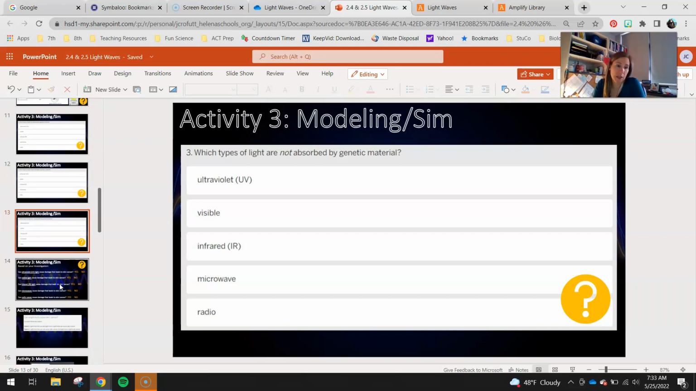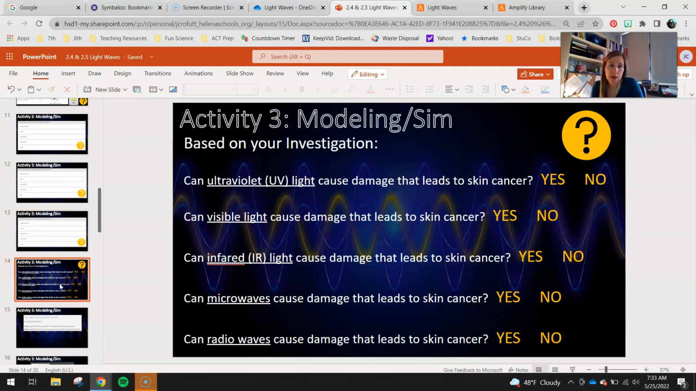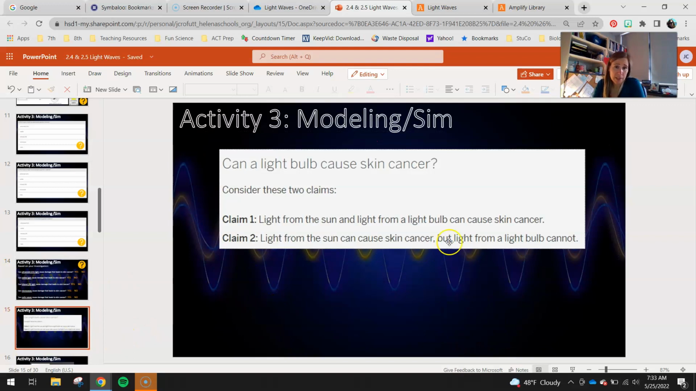Okay, and then a couple more things. Based on your investigation, can ultraviolet light cause damage? Yes or no? Can visible light cause damage? Yes or no? Can infrared, can microwaves, and can radio waves cause damage? Yes or no? Okay, so then finally a little bit more to the sim. Can a light bulb cause skin cancer?